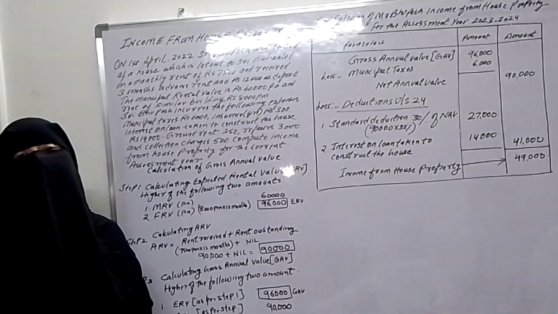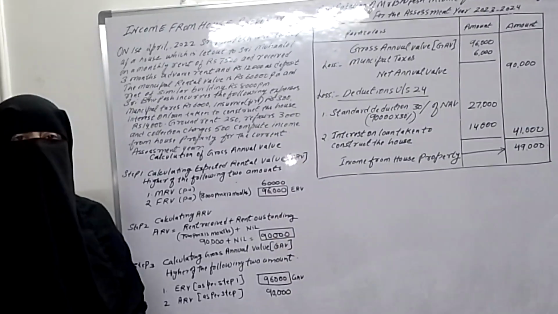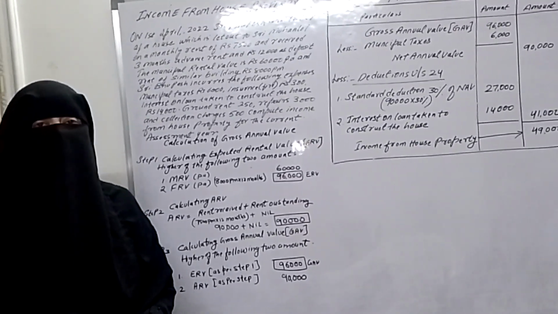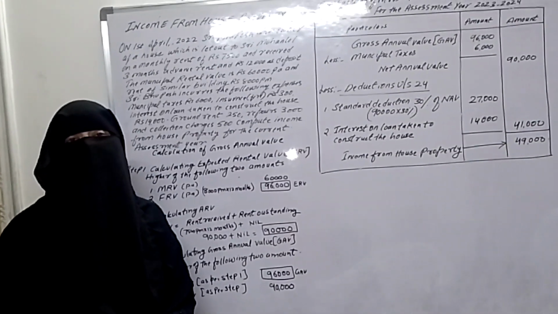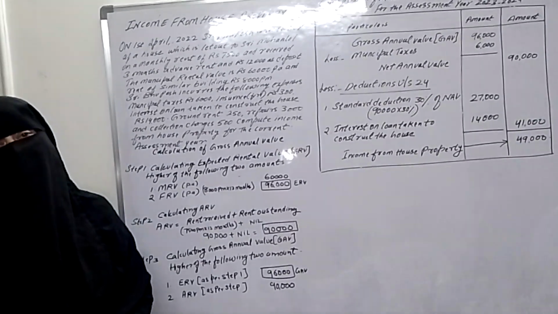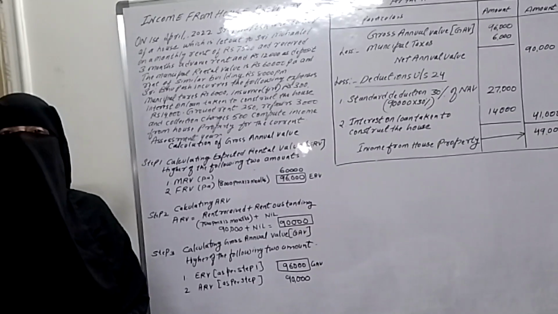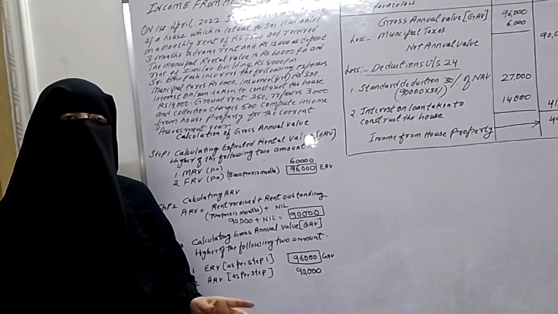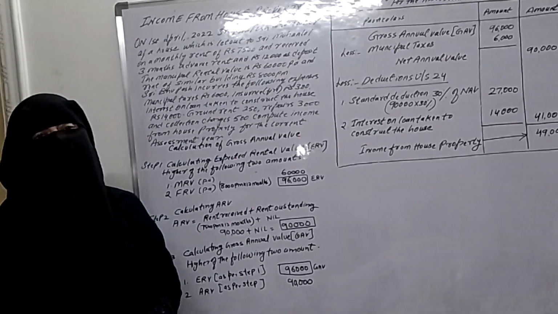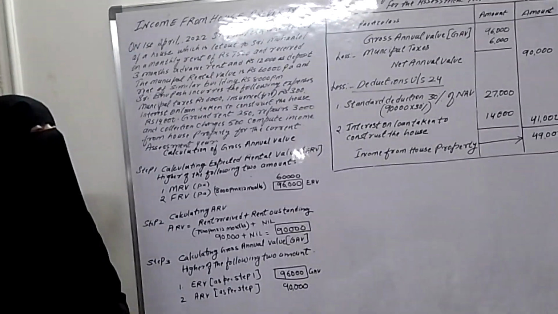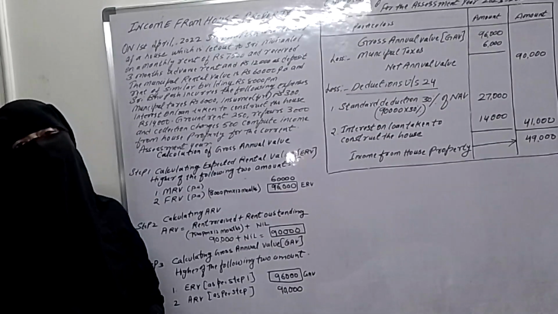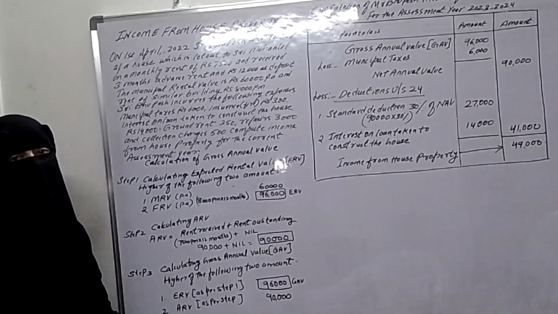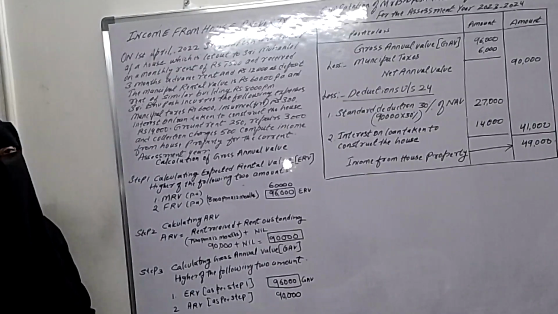So in this question, actual rental value, that is rent received, is given, municipal rental value is given, and rent of similar building, that is fair rental value, is given. But standard rental value is not given in the question. That means the house does not come under the Rent Control Act. So first we have to find out the gross annual value. For gross annual value, we have to apply 3 steps.